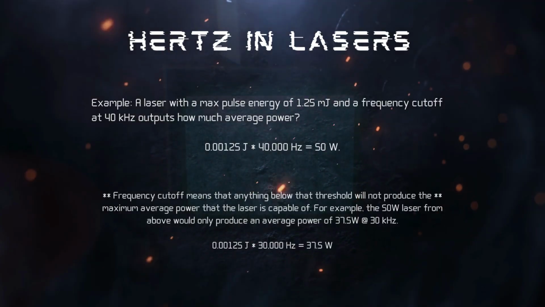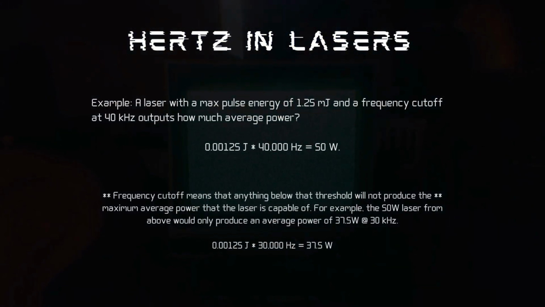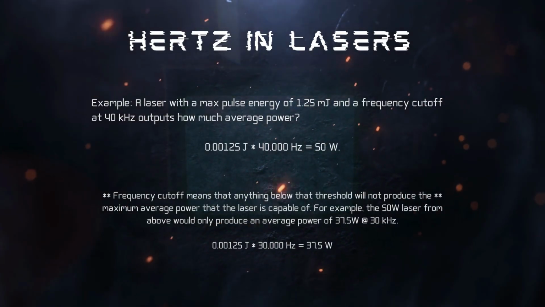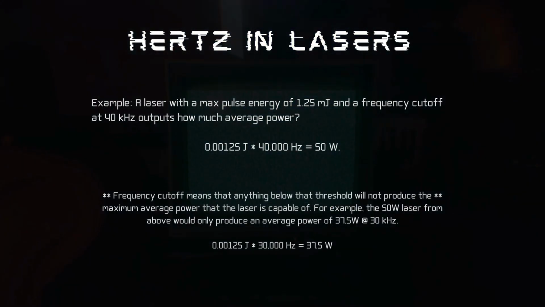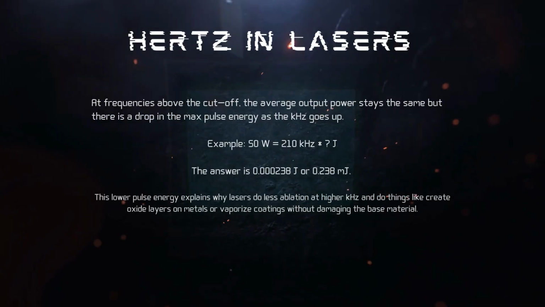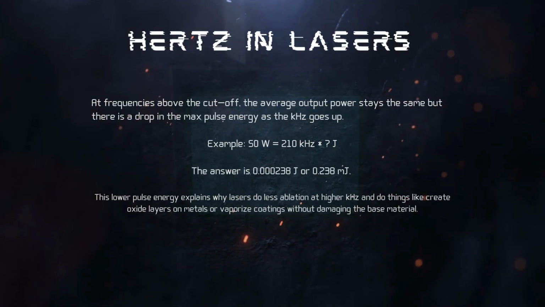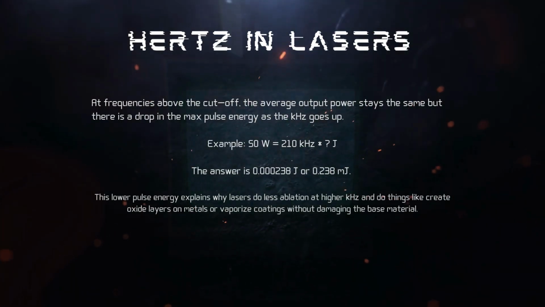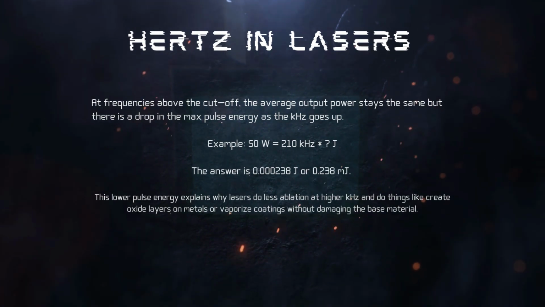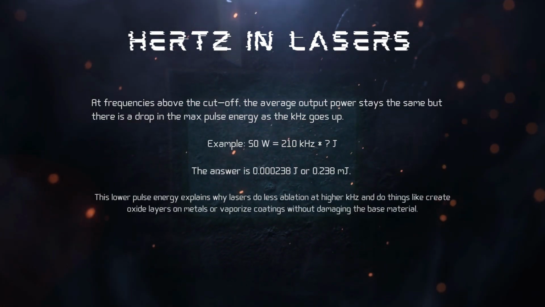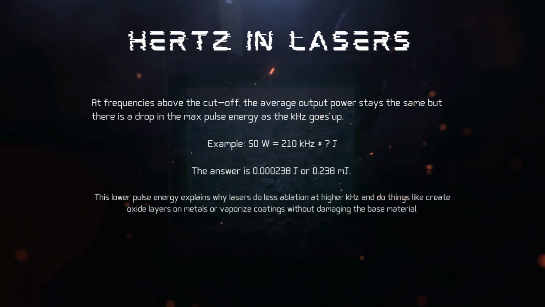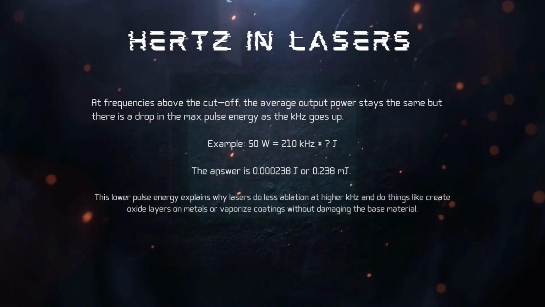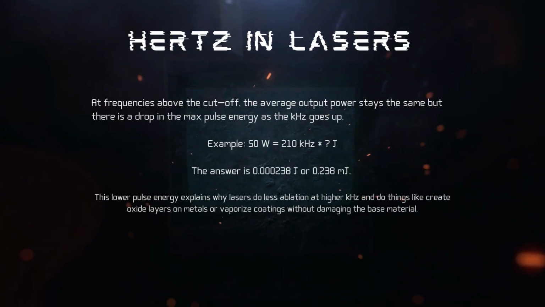Frequency cutoff means that anything below that threshold will not produce the maximum average power that the laser is capable of. For example, the 50-watt laser from above would only produce an average power of 37.5 watts at 30 kilohertz. At frequencies above the cutoff, the average output power stays the same, but there is a drop in the max pulse energy as the kilohertz goes up. For example, that same 50-watt laser, when set to 210 kilohertz, produces how much pulse energy? Well, the answer is 0.000238 joules or 0.238 millijoules.